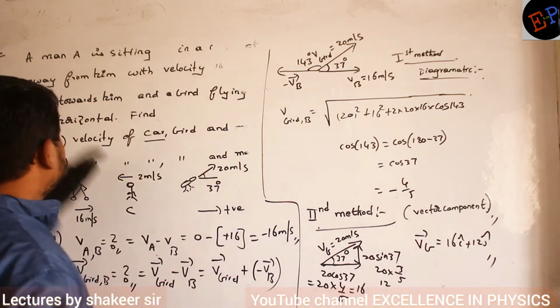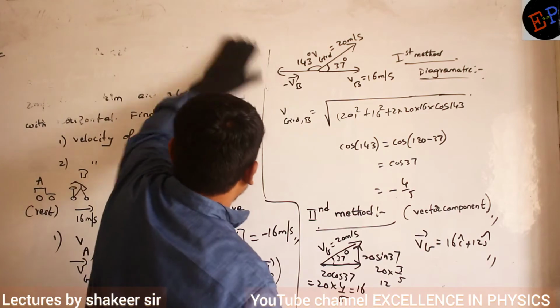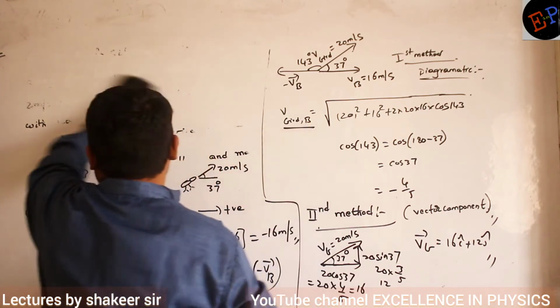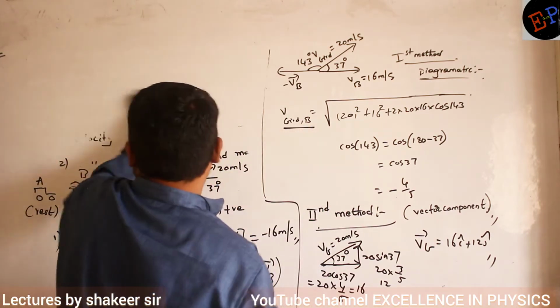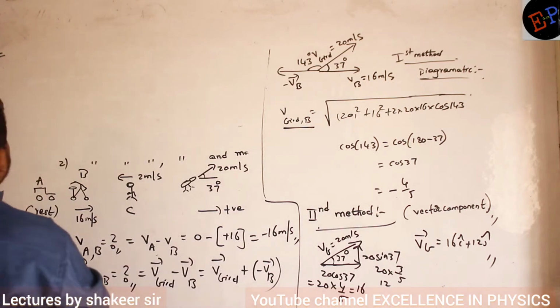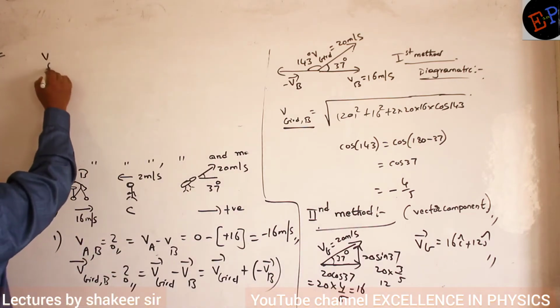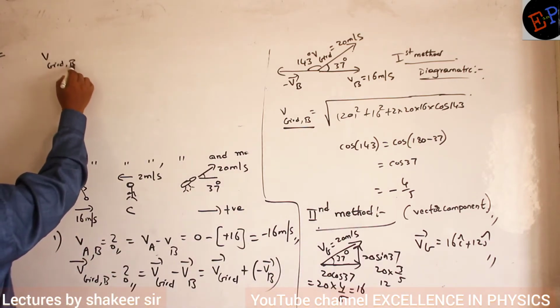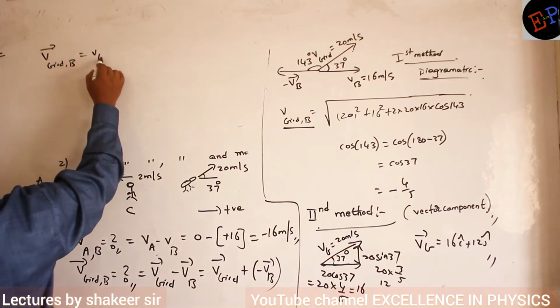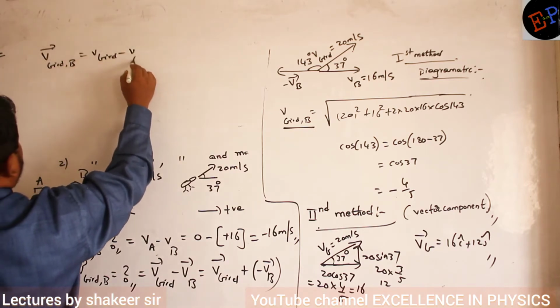Okay. Now let us see. Actually what I am trying to find out is the relative velocity of the bird with respect to the person on the bike. Are you able to understand now? So let us see here. The velocity of the bird with respect to the person on the bike can be written as velocity of bird minus velocity of bike.